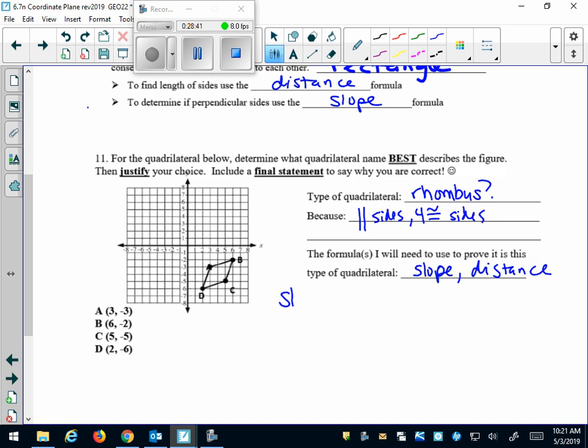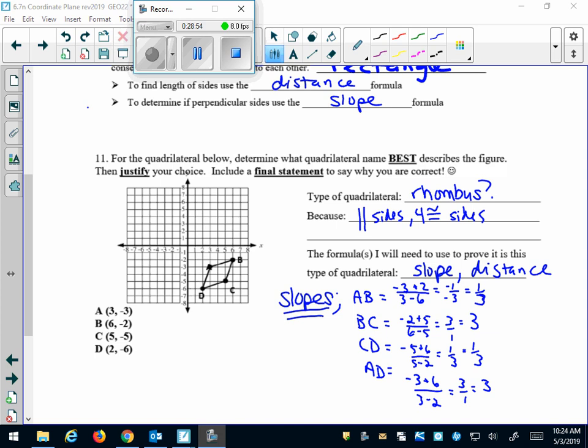I really do recommend always starting with finding all 4 slopes. You should have come out with either 1/3 or 3 for the slopes. These two are parallel. These two are parallel. Are they perpendicular to each other? 1/3 and 3. Are they opposite reciprocals? No. They're reciprocals, but they're not opposite. So that means that they're not perpendicular.